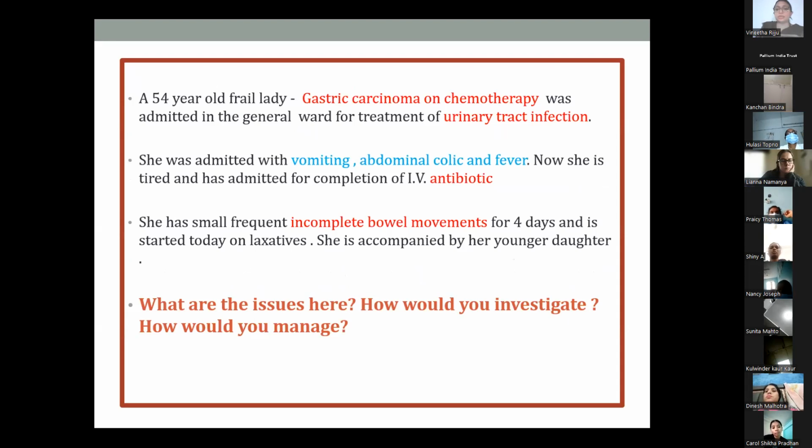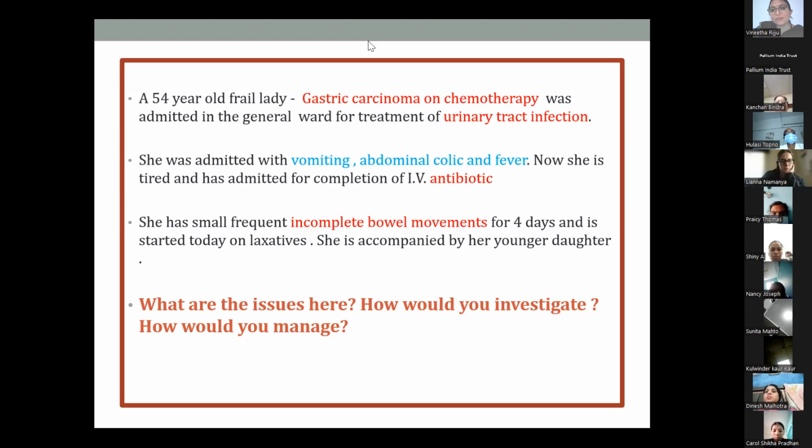And now coming to this case, a 54-year-old lady with CA stomach on chemotherapy and urinary tract infection is having vomiting, abdominal colic, fever, and is on antibiotic. Also having incomplete bowel movement, and is already on laxative, and is accompanied by her younger daughter. So what is the issue here? So please tell me what is the issue here. Please look at the clues which are given in red and blue.